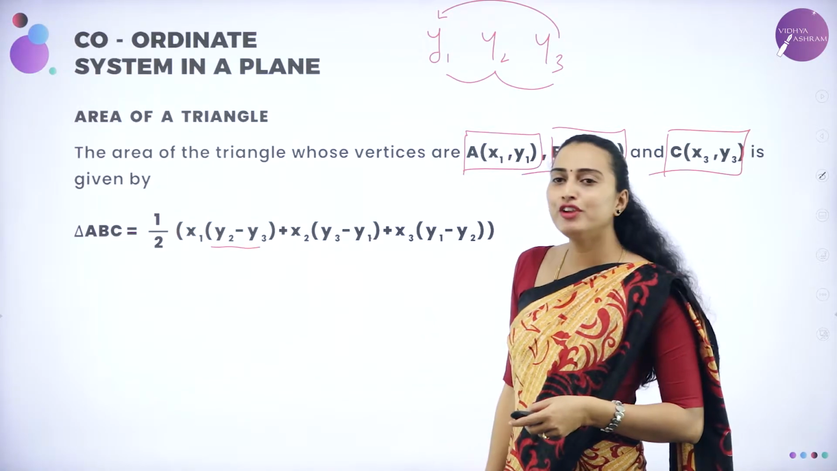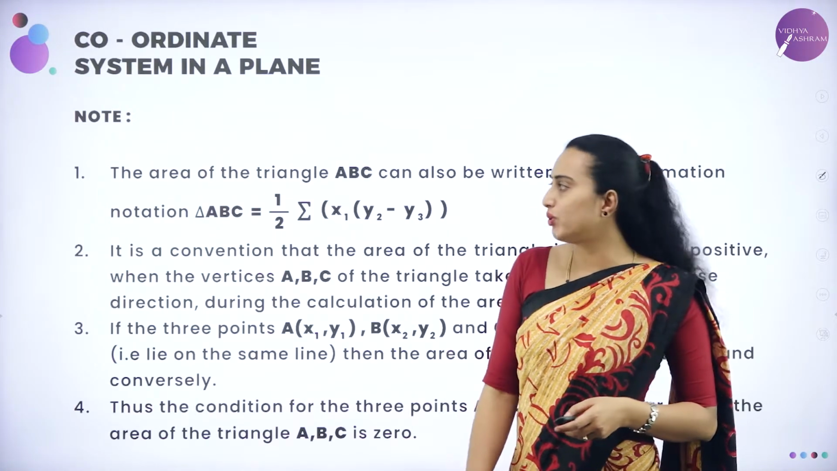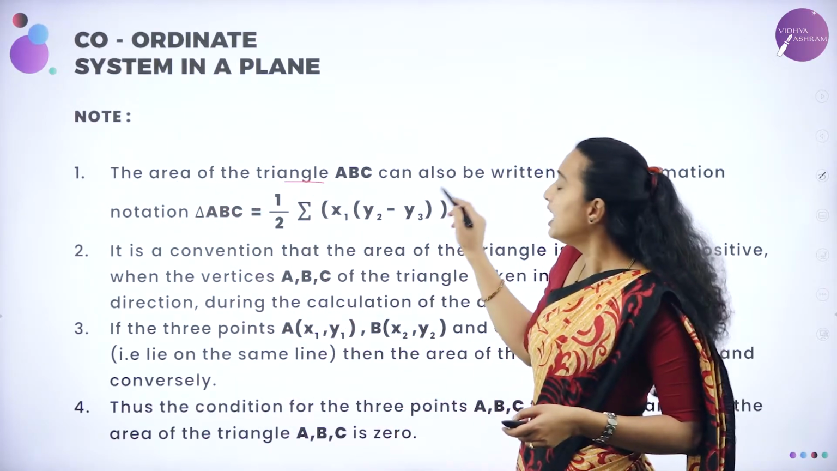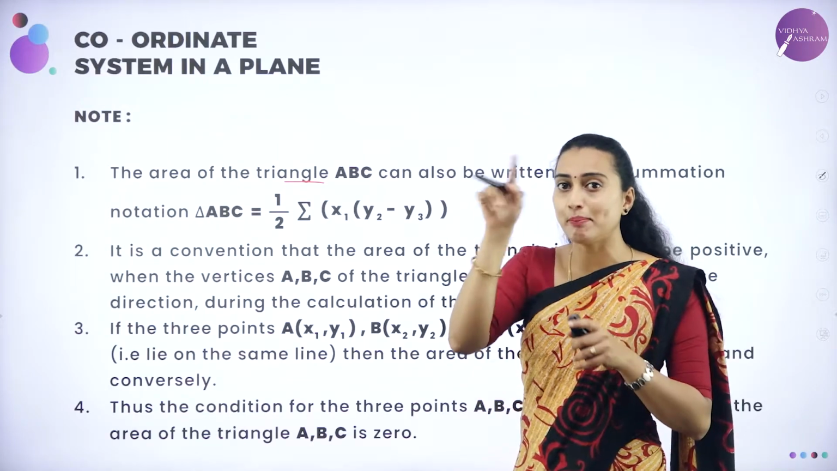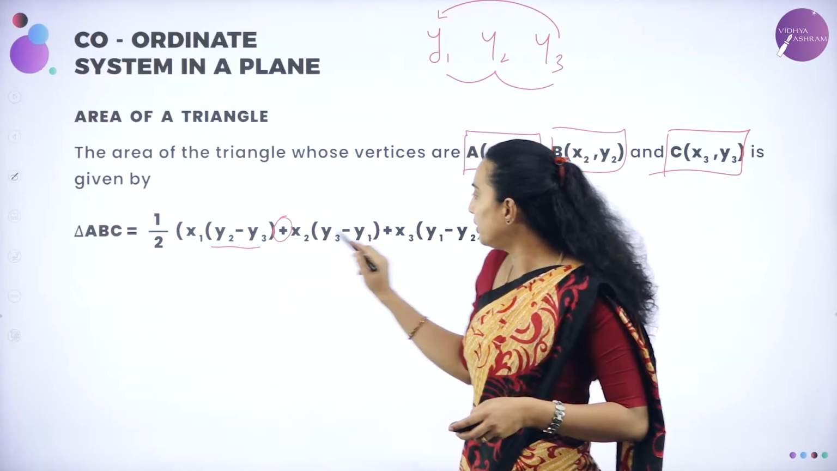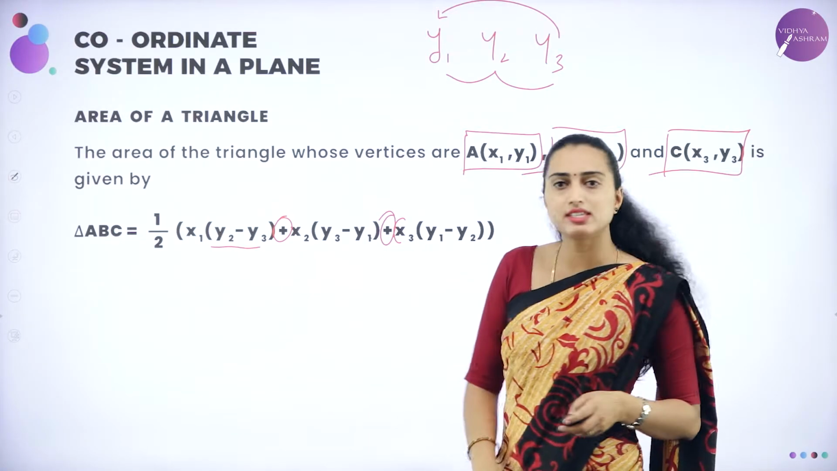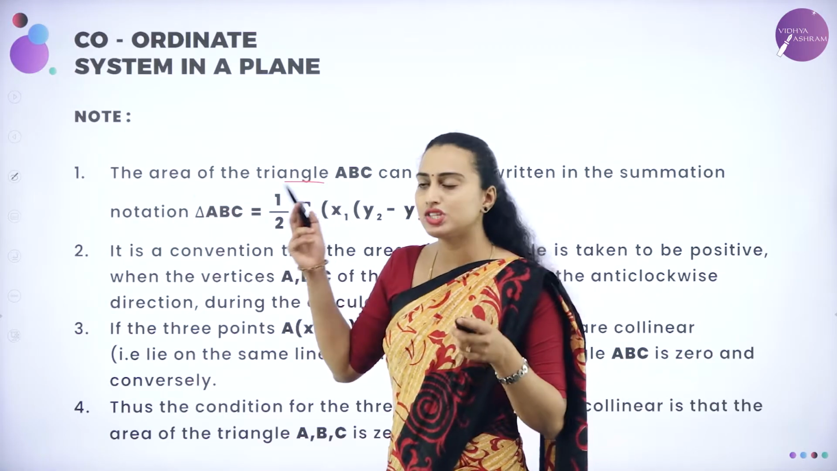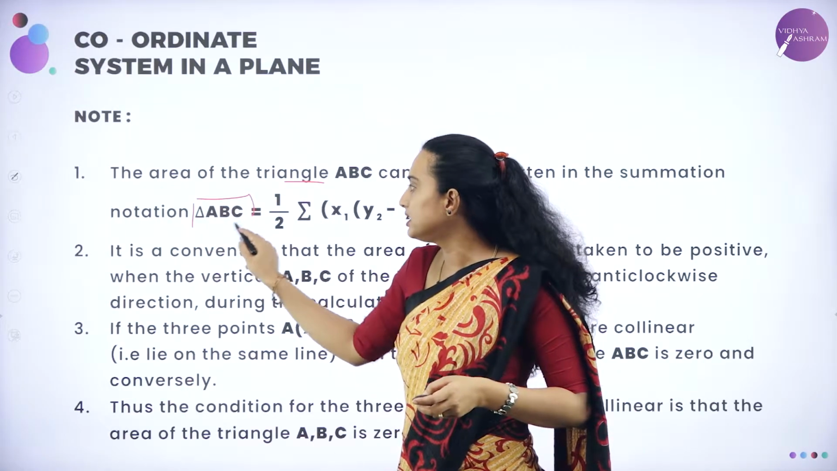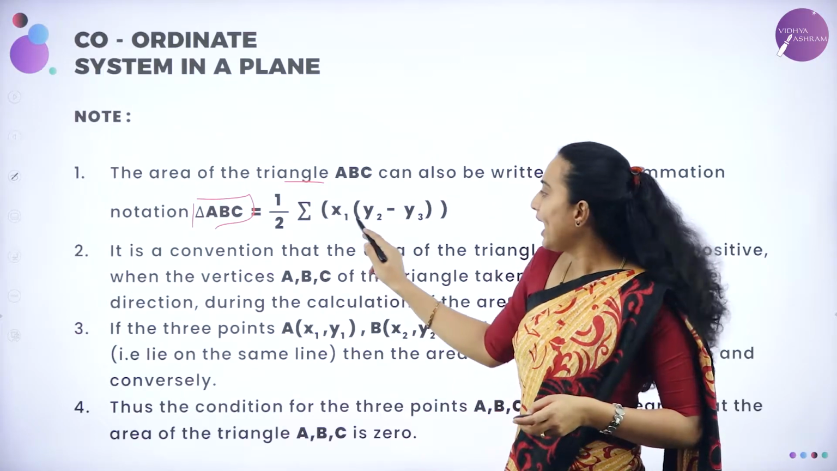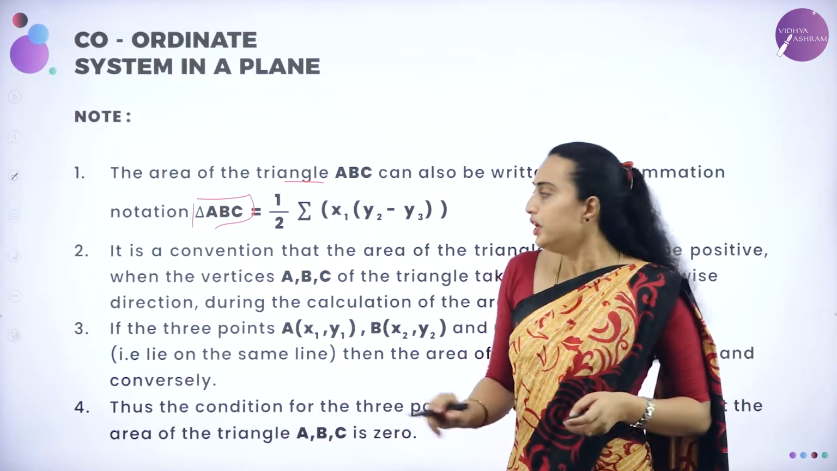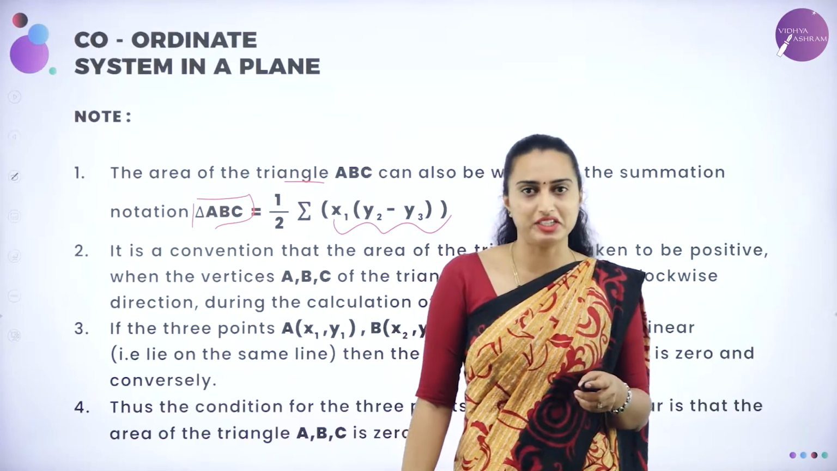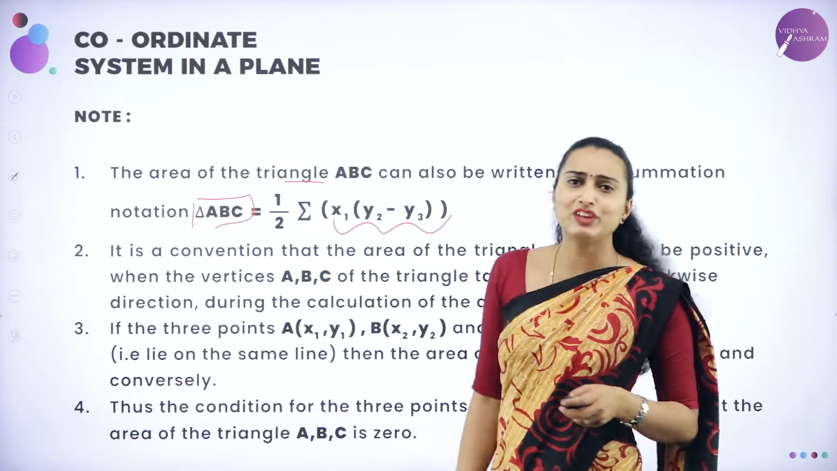Yes. So we'll be moving on to the remark of this, or the note you are going to remember. Here, the area of the triangle ABC can also be written as, I told you already, summation. Summation means the sum you are going to have. So here we are going to have the summation notation given by area of a triangle ABC is half into summation of x1 into y2 minus y3. So if you remember only this term, it is enough, the next terms automatically you can write. Understood?